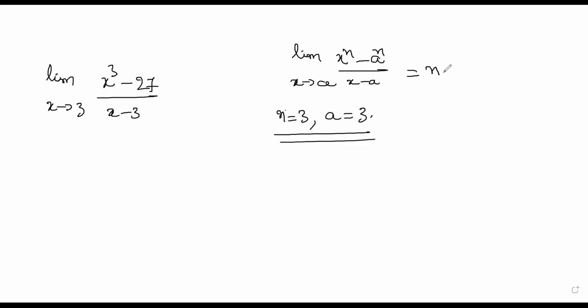So apply the formula. What is the formula? n times a^(n minus 1). So n is 3, a is 3: 3 times 3^(3 minus 1). 3 minus 1 is 2, so your answer should be 27. That's what you get. So this is a shortcut. This formula is like a shortcut. You don't have to factorise and find the hurting term and then cancel it. Straight away you will get the answer.